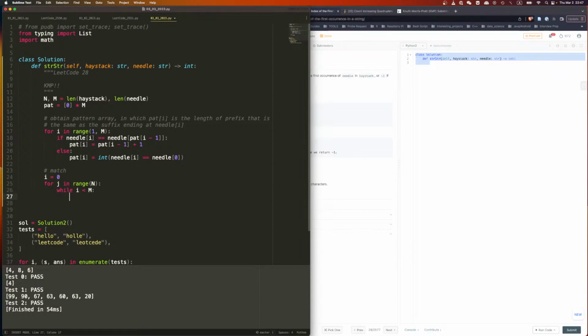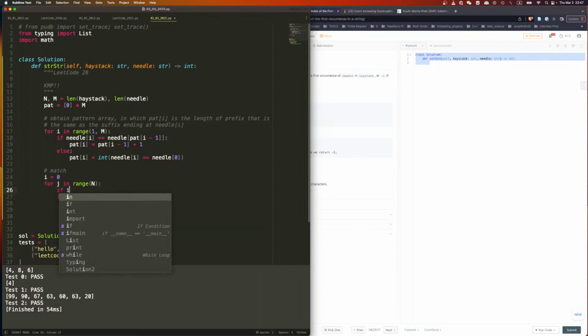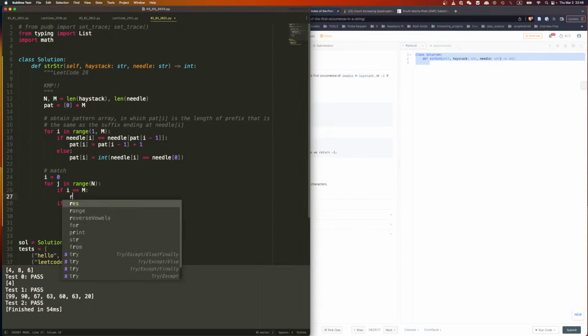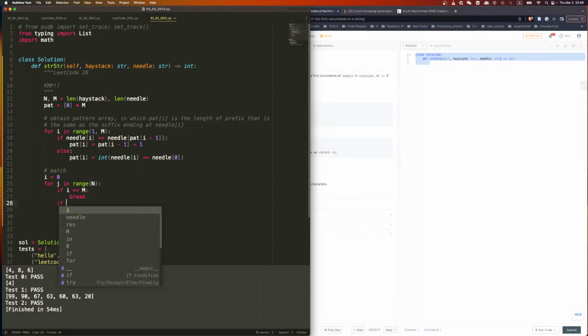no, they should move together, right? So we should say if they're equal, then i plus equal 1. Yeah, that's not right. We say if i is smaller than m. No, if i is equal to m, then we can break. That means we already matched. Otherwise, we can say if haystack j is equal to needle i, right? If they're the same, i plus equal 1.